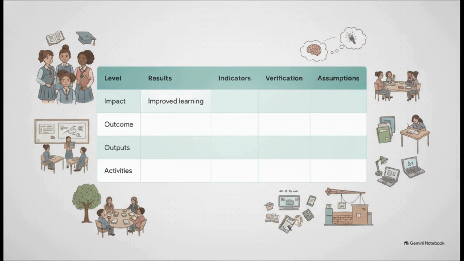Improving girls' secondary education. We're starting at the very top here with the impact. Our impact statement is, girls and boys achieve improved learning, agency, and future opportunities through completion of quality secondary education. The absolute crucial insight you need to take away here is that this is a massive, long-term population-level change. Your specific program doesn't control this entirely, right? You are just contributing to it.